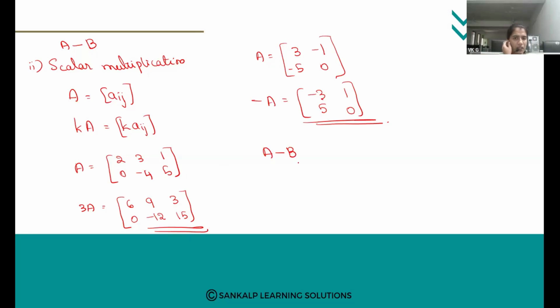The subtraction. A minus B is defined as A plus of minus B. This is what I had mentioned. Minus B we already know: multiplying each and every entry of B by -1. Then add with A. Addition we already came across: adding corresponding entries of A and B.